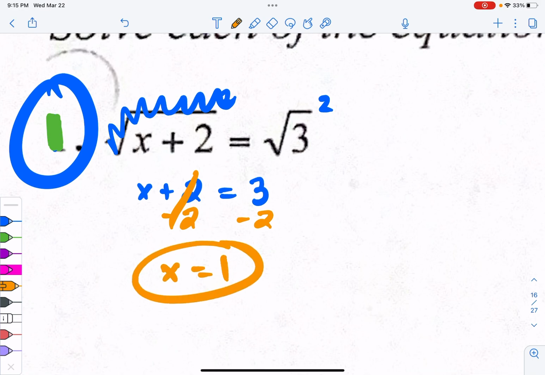Now if you want to, you can plug your 1 back in and solve. So 1 plus 2 gives me 3. So the square root of 3 equals the square root of 3. That's true, right? So that would only make sense. But x equals 1, that's what I get for an answer, okay?